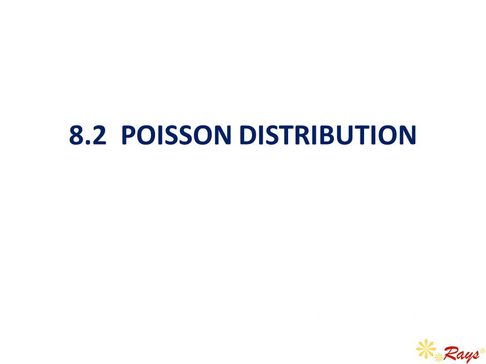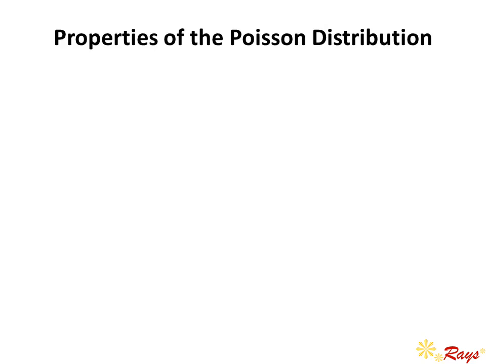We continue with Chapter 8, and today we will look at subtopic 8.2, Poisson distribution. Let us look at properties of the Poisson distribution.